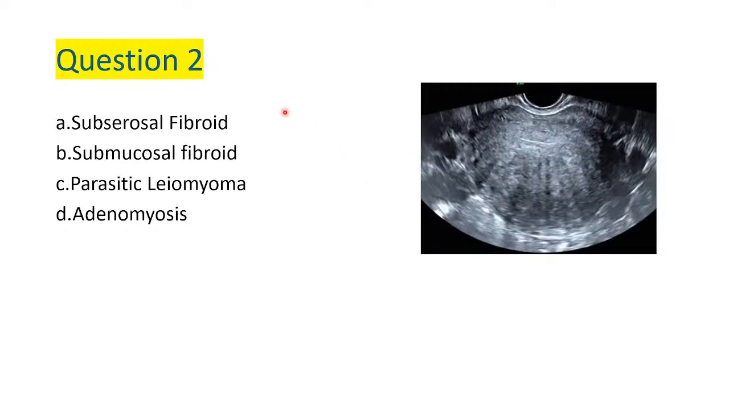So here we've got question number 2. What pathology is presenting here? You can see here the uterus is very thick, and you can see the Venetian blinds that we have. We've got focal thickening of the posterior aspect of the uterus. So what is it? Is it a subserosal fibroid? No, that's not a fibroid, though it masquerades as one. Submucosal fibroid? No, that's not. Parasitic leiomyoma? No, definitely that's not.